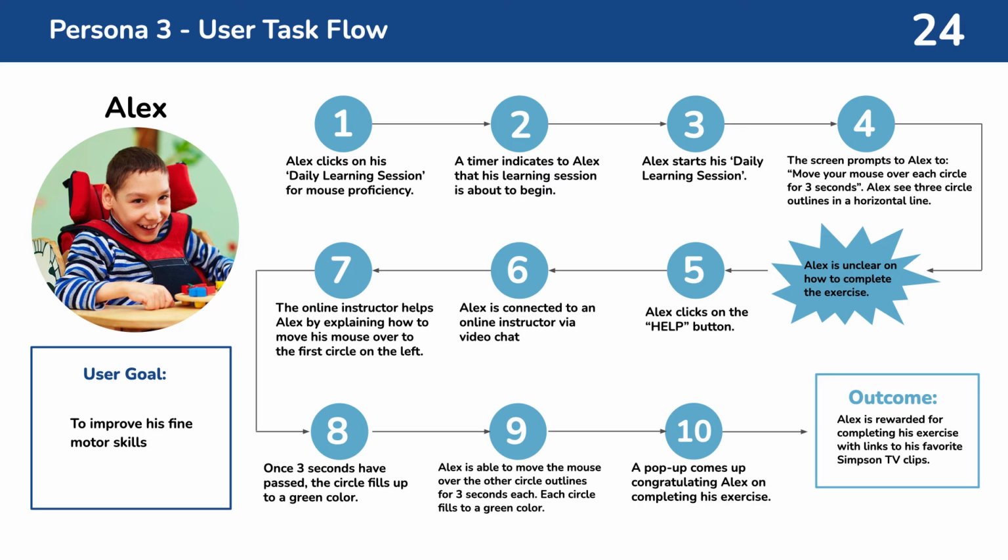The online instructor is then able to explain to Alex how to move his mouse over to the first circle. Once 3 seconds have passed, the circle outline fills up to a green color. Then, Alex is able to move his mouse over the other circles for 3 seconds apiece, completing his exercise. A pop-up then comes up, congratulating Alex on completing his exercise. Alex is then rewarded with links to his favorite Simpsons TV clips.